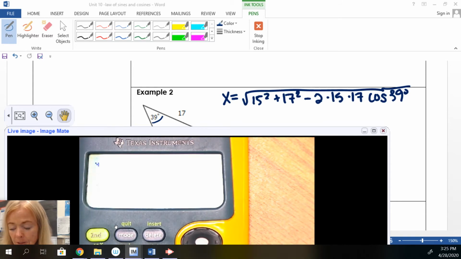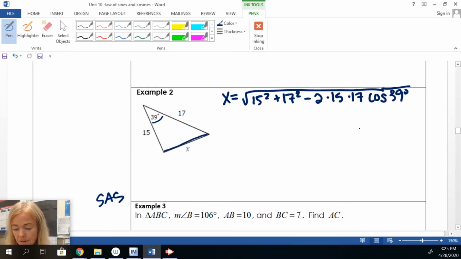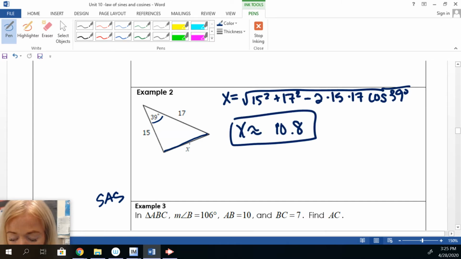10.85, 10.85. So 10.8 is what x is approximately. That means this side is approximately 10.8 units, whatever the units are.